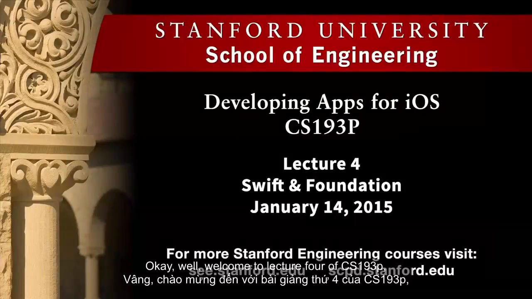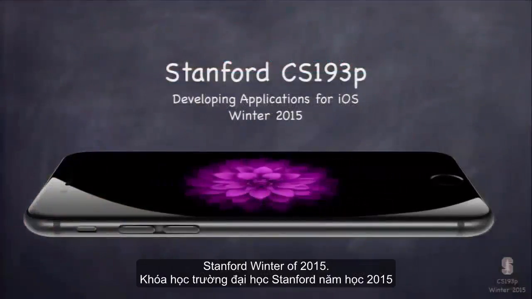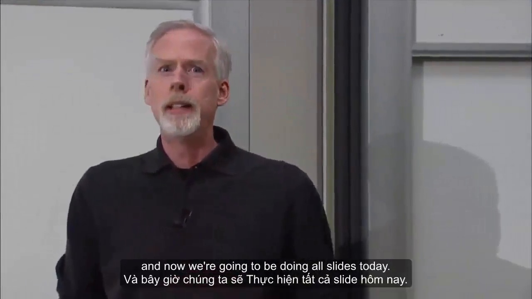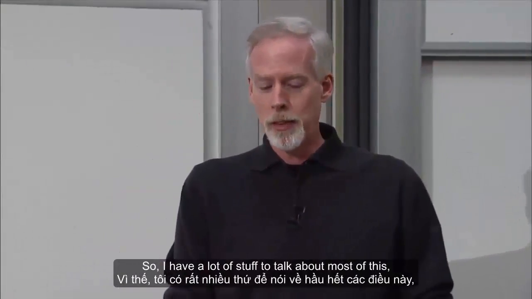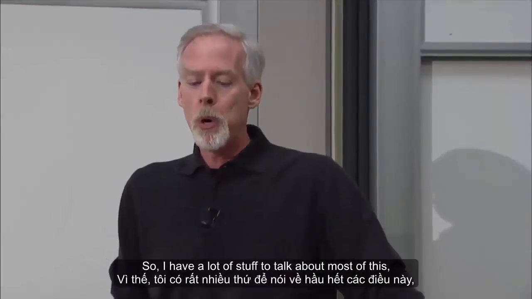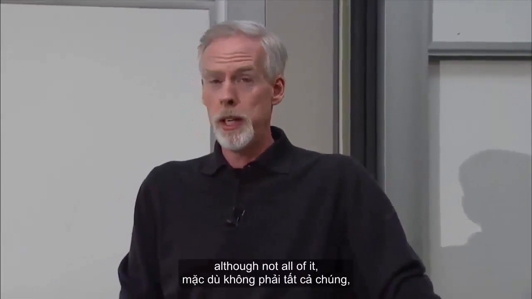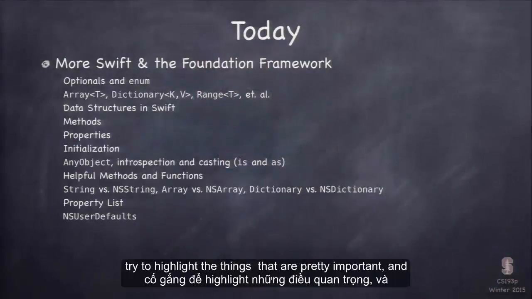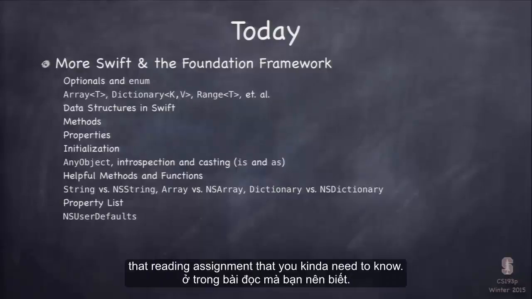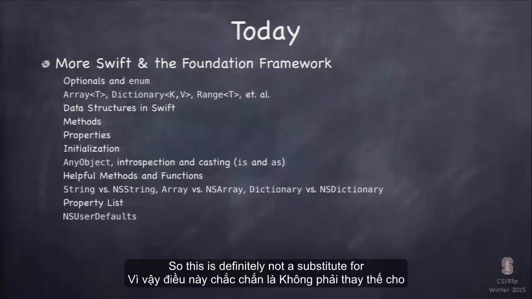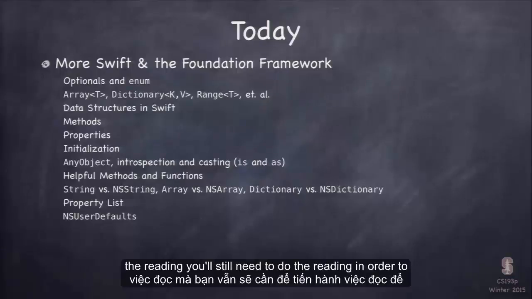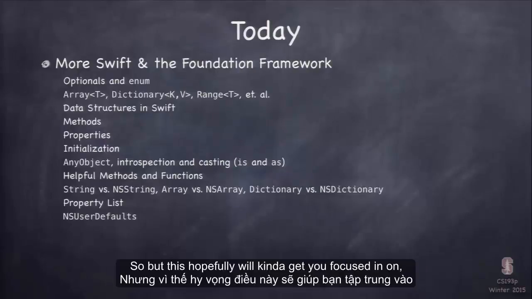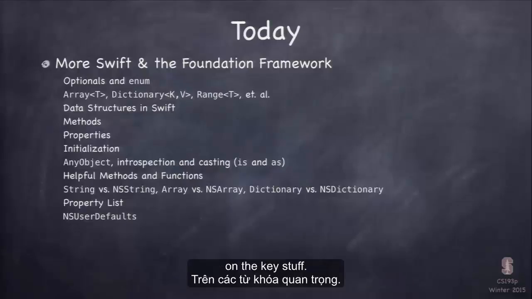Okay, well, welcome to Lecture 4 of CS193P, Stanford, winter of 2015. So I've been doing all demo up until now, and now we're going to be doing all slides today. So I have a lot of stuff to talk about. Most of this, although not all of it, is covered in your reading assignments, okay? But here I'm going to try and highlight the things that are pretty important and also show you some stuff that's just not in that reading assignment that you kind of need to know. So this is definitely not a substitute for the reading. You'll still need to do the reading in order to get the details of a lot of this stuff. But this hopefully will get you focused in on the key stuff.